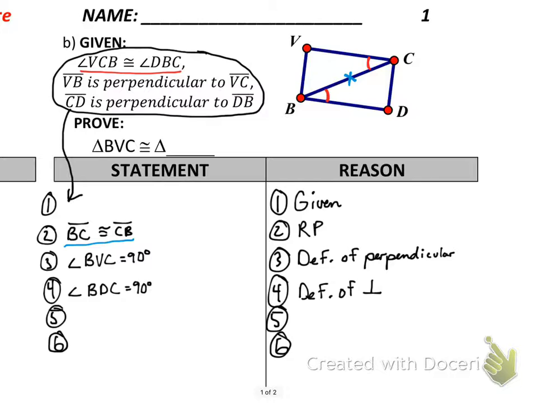Okay, I've got that one angle is 90 degrees, another angle is 90 degrees. What can we say? Well, yes, we can do that actually, but for our purposes, they are congruent. These two angles that are 90 degrees are congruent to each other. So angle BVC is congruent to angle BDC.